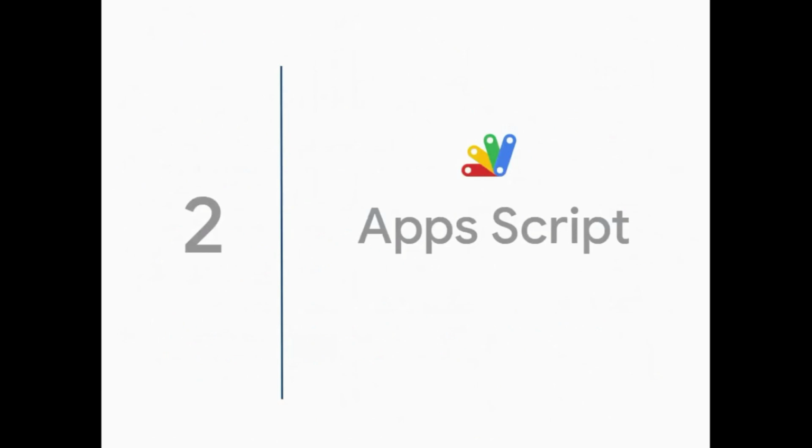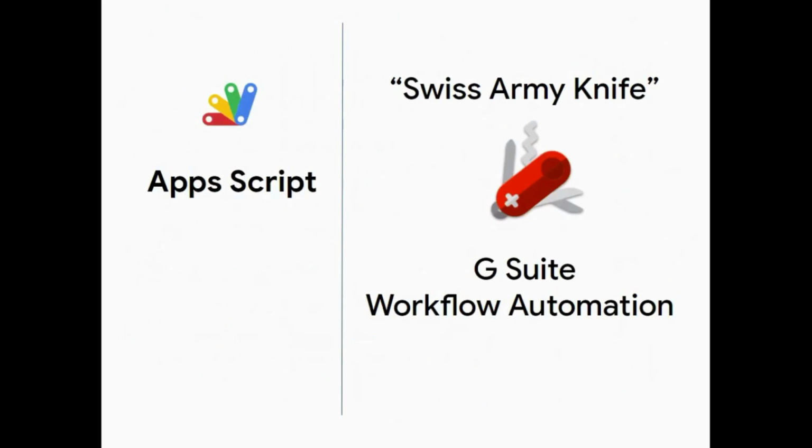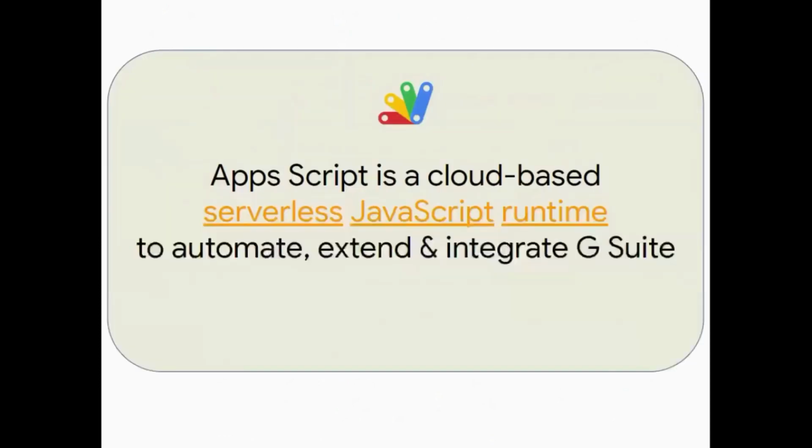So now let's talk a little bit about AppScript. I like to think of AppScript kind of as a Swiss Army knife. It has a lot of utilities in its toolkit, and it's very powerful for automating G Suite workflow. So what is AppScript? Well, it's a cloud-based serverless JavaScript runtime to automate and extend and integrate G Suite. And that's quite a lengthy definition, so let's break that down a little bit.